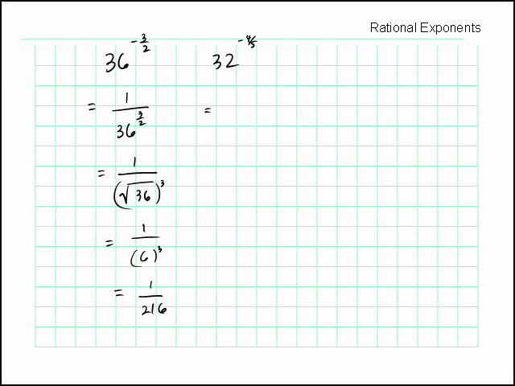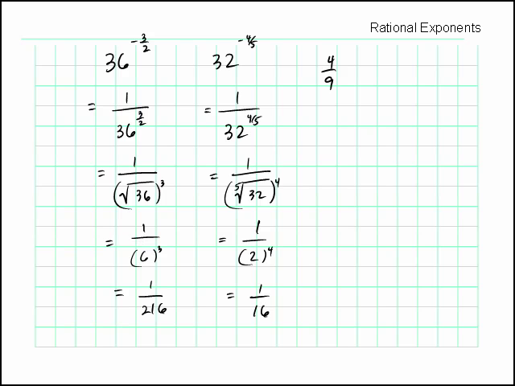32 to the negative 4/5 is 1 over 32 to the positive 4/5 power. 1 over, as a radical, this is the 5th root of 32 raised to the 4th power. The 5th root of 32 is 2. This is 1 over 2 to the 4th, which is 1 over 16. One more of these.